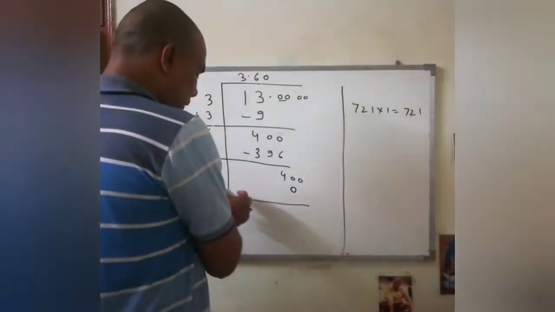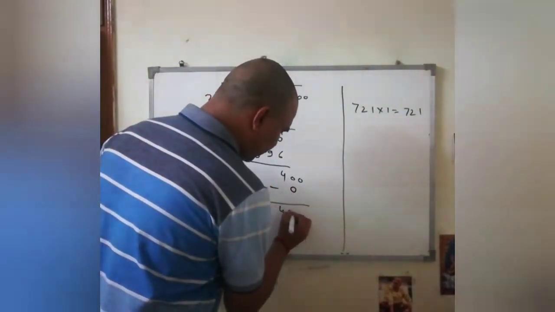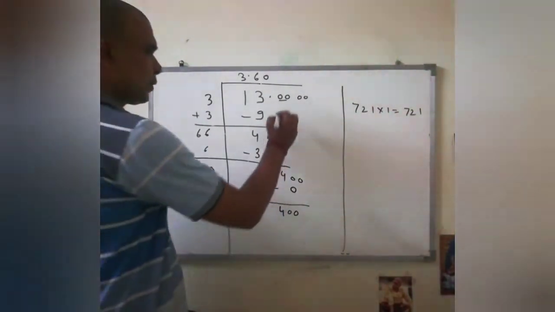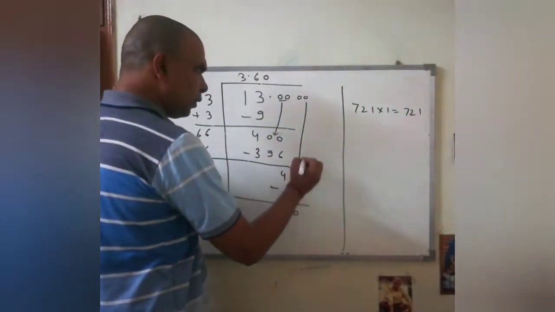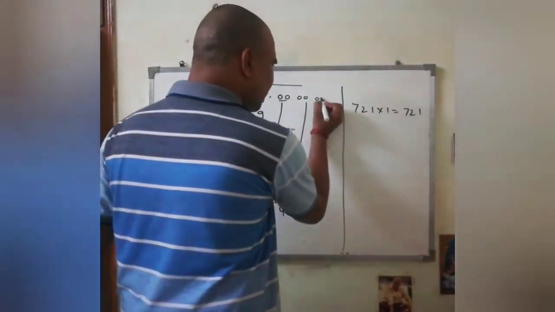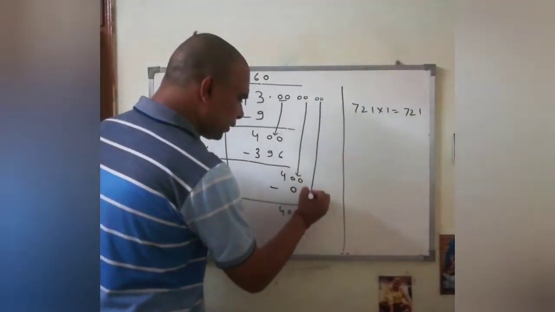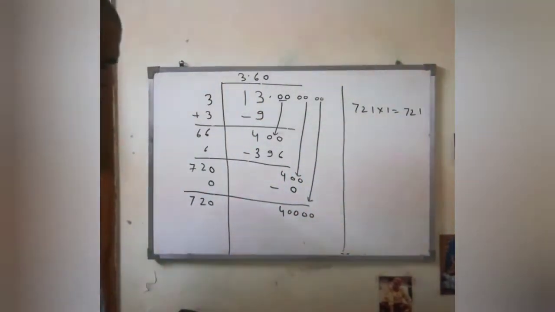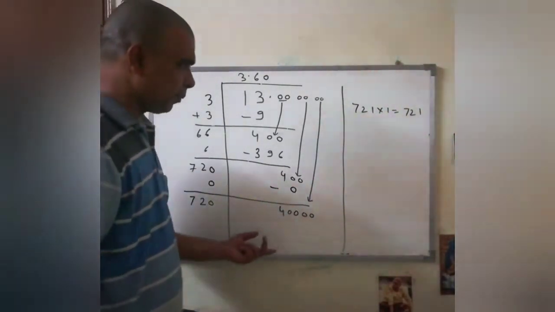Many students made mistakes here. And you can subtract 400. This 0 is coming here, this 0 is coming here. Now you can extend 00 here also. So you can copy these 00 here. Now your work is almost done. 720. Now you need to find out the number.